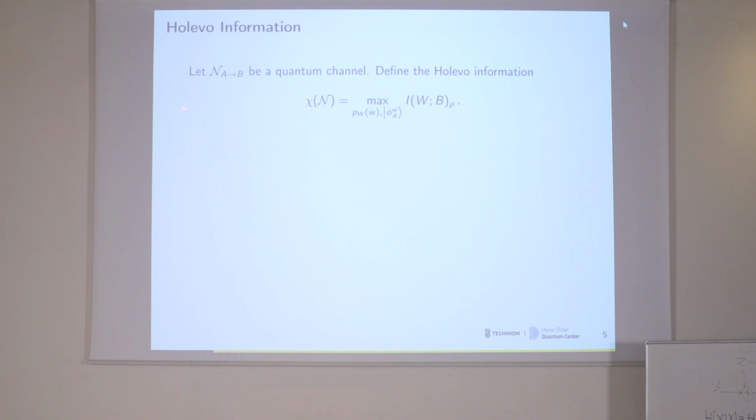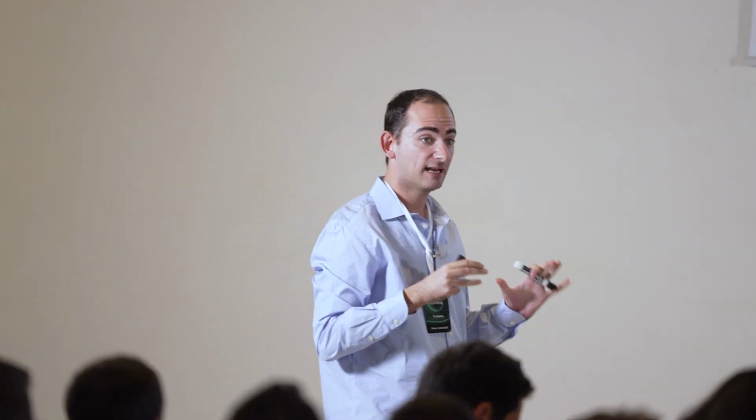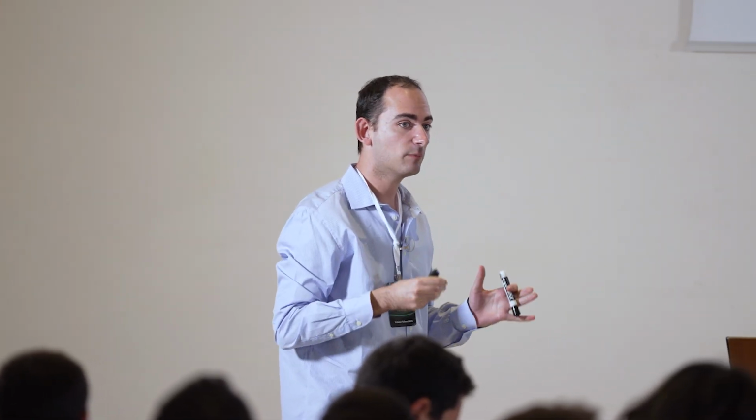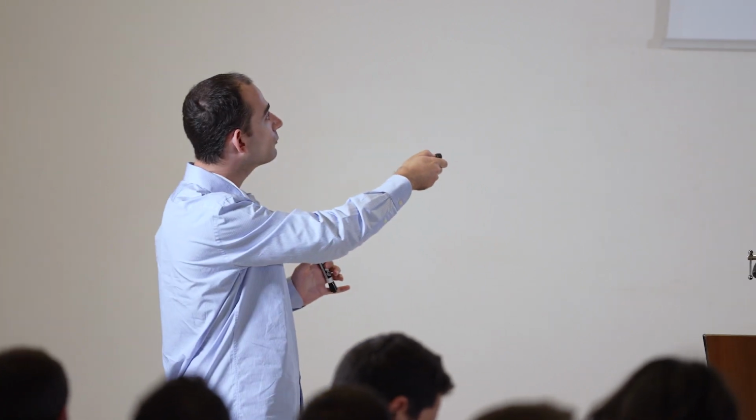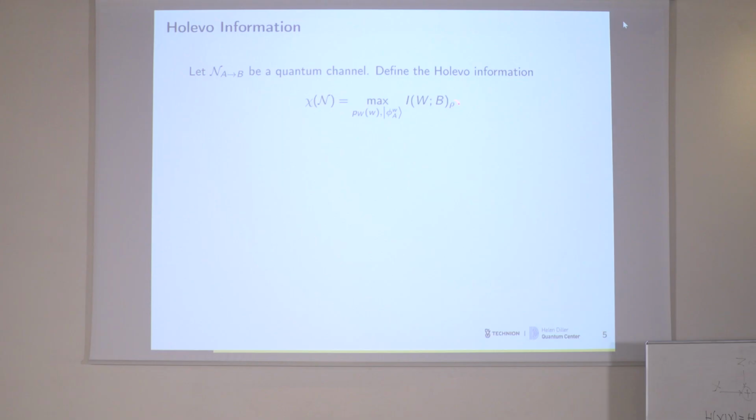Okay, now let's move on to the quantum case. Here we have a quantum channel N from A to B. Now the formula is a bit more complicated, but let's try to understand what is going on. So here we have the mutual information between a classical variable W and the quantum output of the system B. Of course, you would like to know what is W, right?